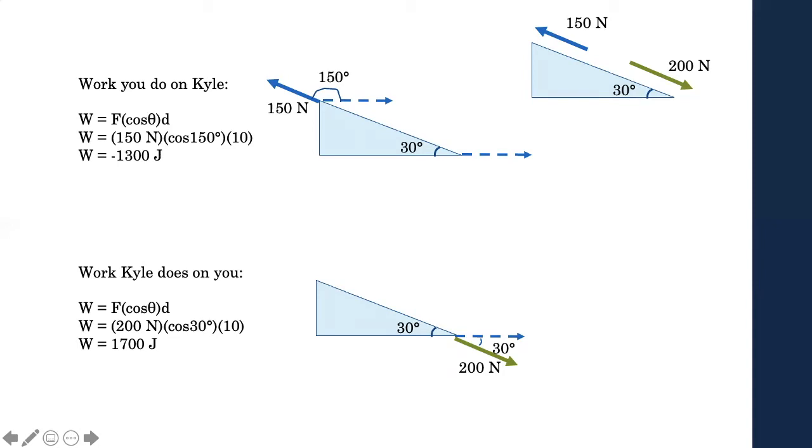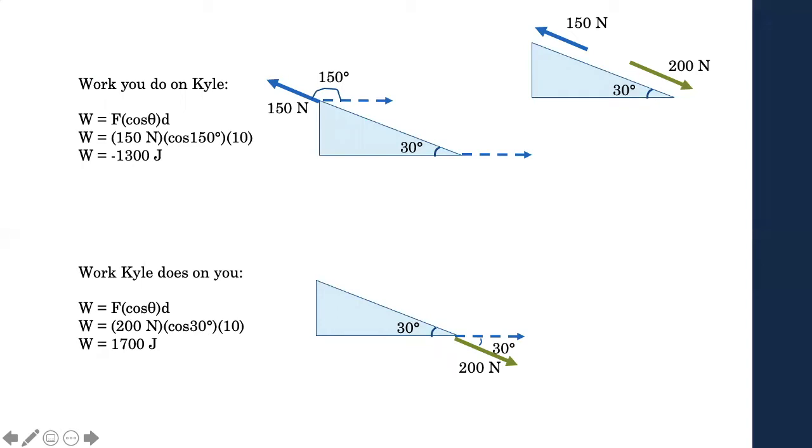So in the first case, the work you do on Kyle, you're yanking with 150 newtons. And if the leash makes a 30-degree angle with the ground, that means you are pulling at a 150-degree angle from the direction that the dog is dragging you along the ground. In this case, you're getting dragged perfectly horizontally to the ground. So our equation comes to force, which is 150 newtons, times cos 150, times 10 meters you were dragged. And that gives you an answer of negative 1,300 joules.